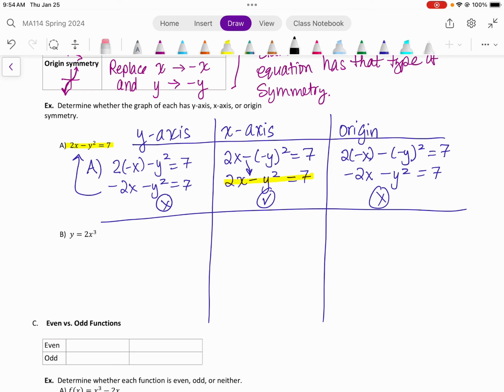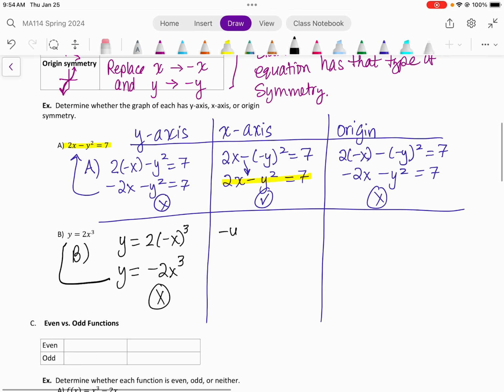Now let's try y equals 2x to the third. So for y-axis, I'll take out my x, put in negative x, and cube it. Cubing a negative is a negative. These 2 are not the same, so we don't have any symmetry for the y-axis. For x-axis, I'll make y negative y. I can switch my negative to the other side by dividing both sides by -1. And again, we don't have that type of symmetry either because this new equation doesn't match that one either.